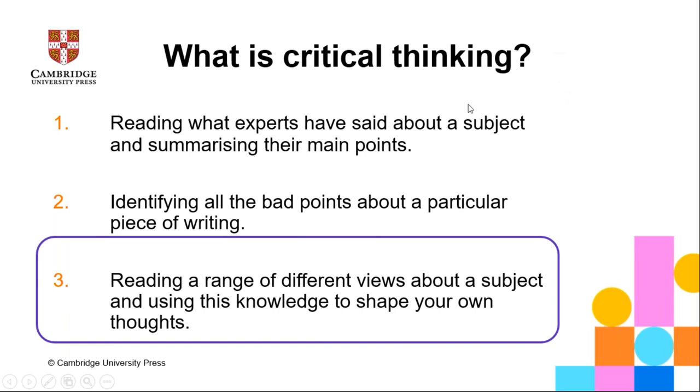Yes, the third one is the correct statement because the first one, summarizing, is not critical thinking, it's not higher order thinking skills. Identifying all the bad points about a particular piece of writing is not critical thinking because in terms of critical thinking, we are usually contrasting. And to contrast something, we need to find bad and good points and actually summarize. So these two points, if they go together, then maybe that could look like critical thinking. But anyways, reading a range of different views about the subject and using knowledge to shape your own thoughts.